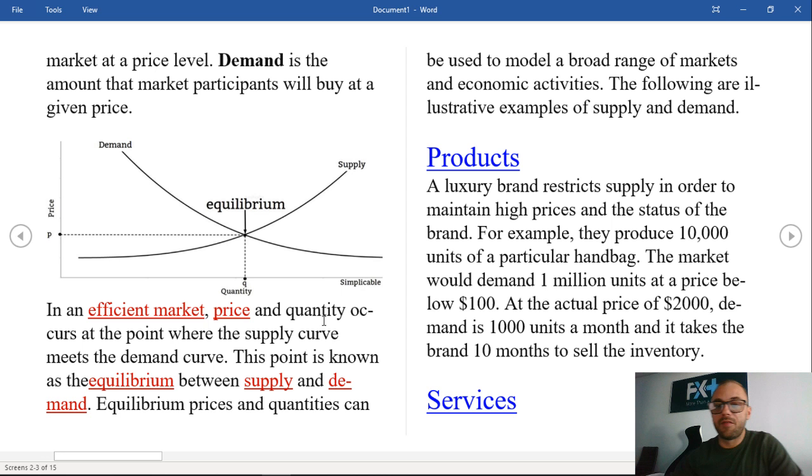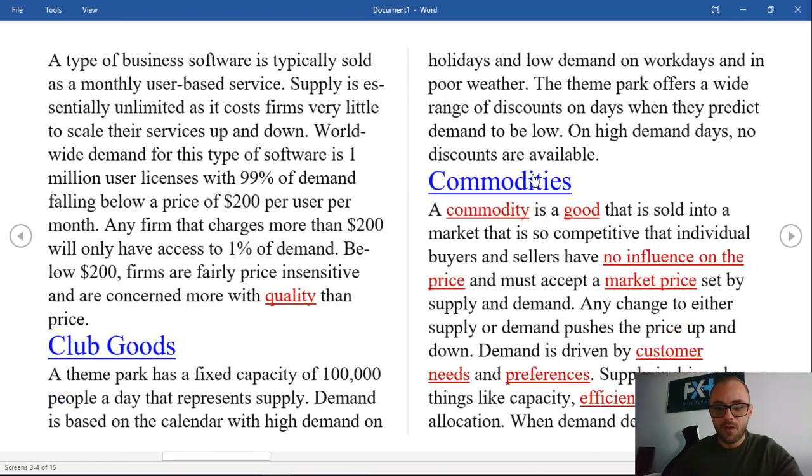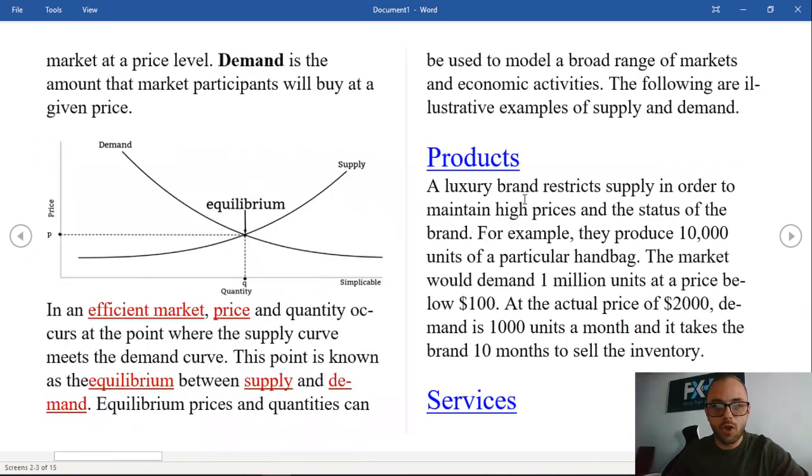Now, in any efficient market, if we're looking from the perspective of, let's say, institutional trading when it comes to currencies. We have products, services, club goods, commodity. Okay, so we'll go through all of them regardless, and then we'll be able to understand a little bit better. So in any efficient market, price and quantity occur at a point where the supply curve, as we discussed before, meets the demand curve. So we find ourselves in an equilibrium in price and quantity, and this point is indeed the equilibrium between supply and demand.